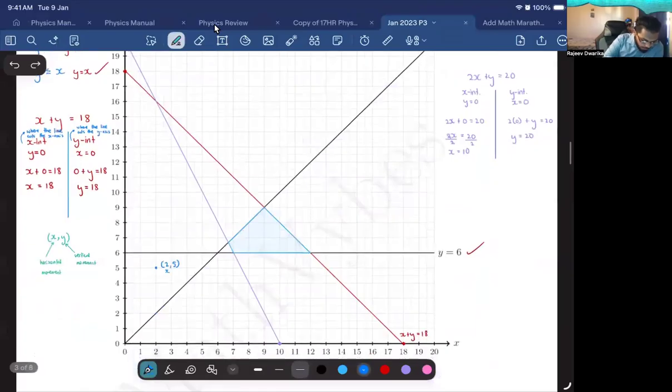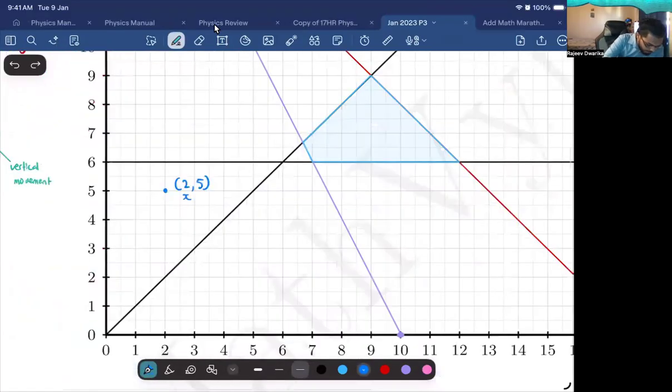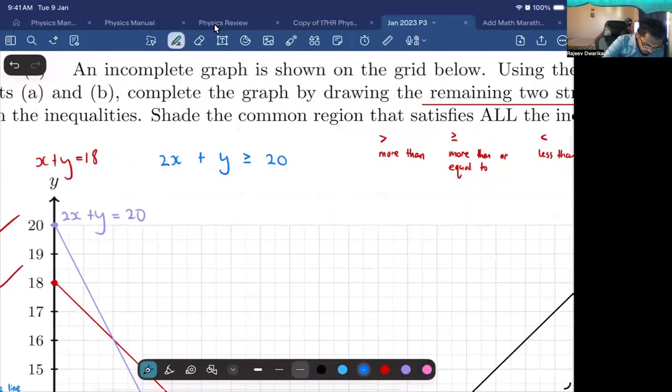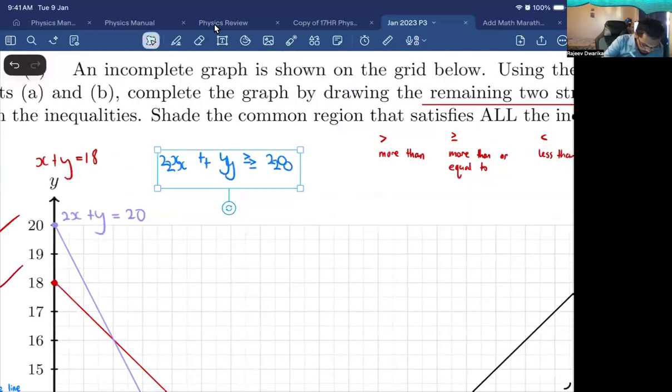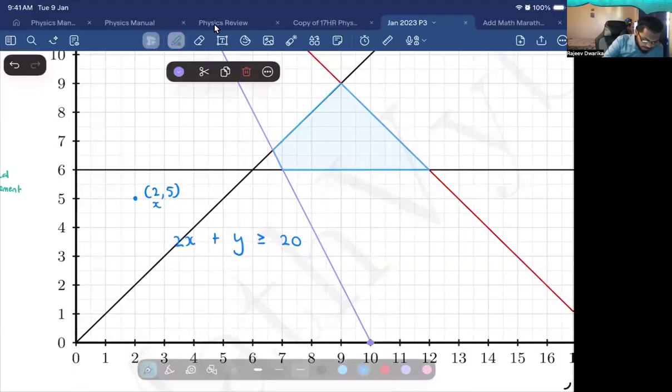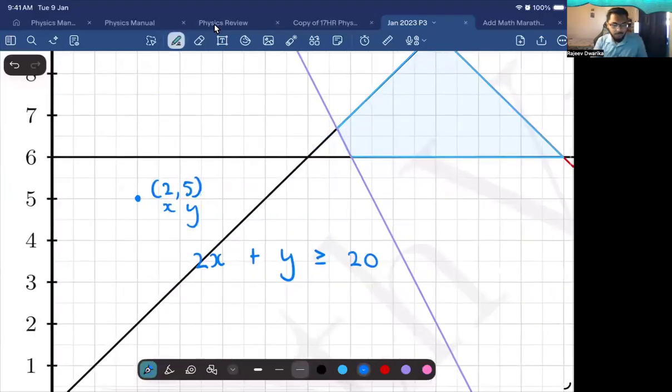So, Renisha, we decided to just look at this. Yeah, so Renisha, this is our inequality, right? 2x plus y needs to be more than 20. So x over here is 2, right? So that will be 2 times 2, right? And y is what? What is y? 5. Right.